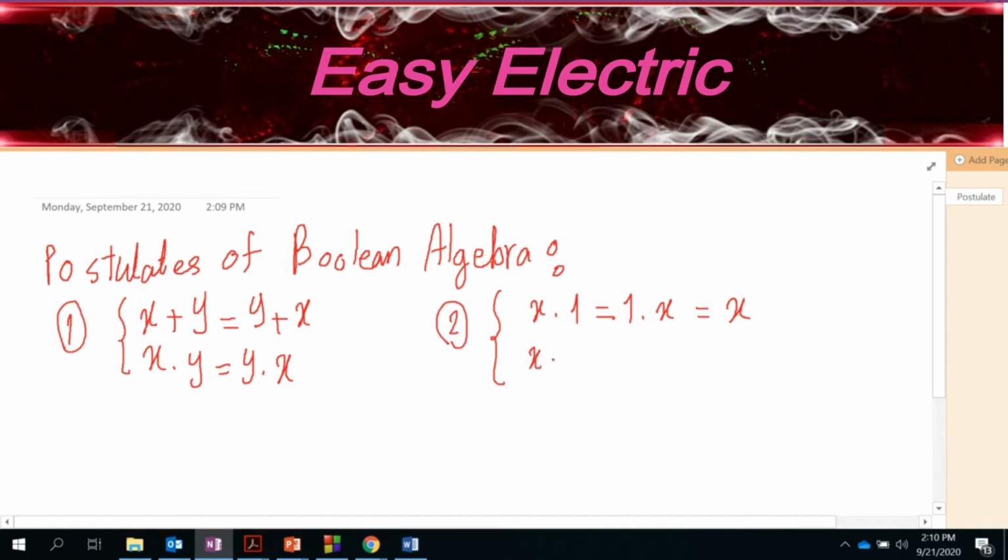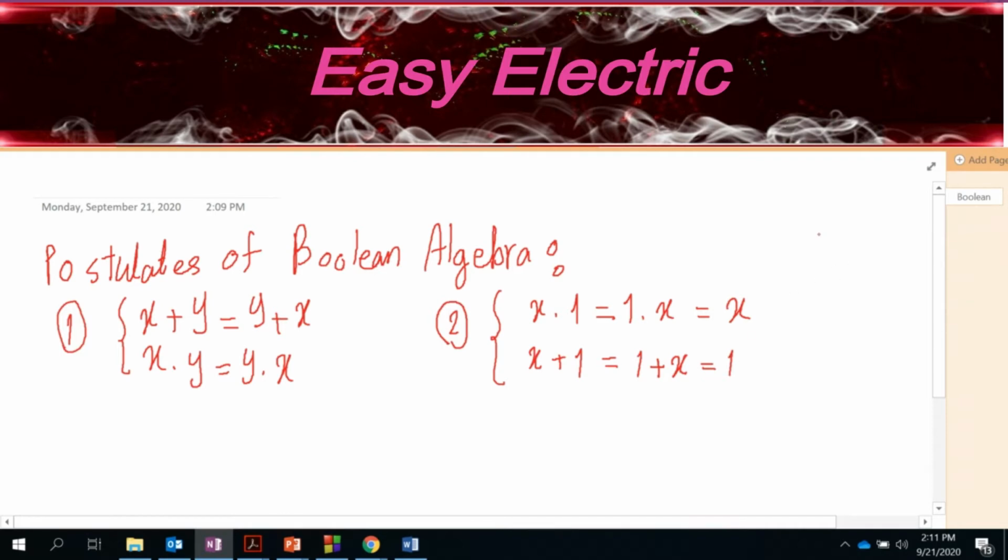So how about this? x plus 1, which we read in Boolean algebra as x or 1. If you use the first postulate, it should be equal to 1 plus x. Based on what you learned in the lab, could you tell me what it should be equal to? If you OR anything with 1, what you will get should be 1. Remember the truth table of the OR gate. If you OR anything with 1, definitely it should be 1, right?